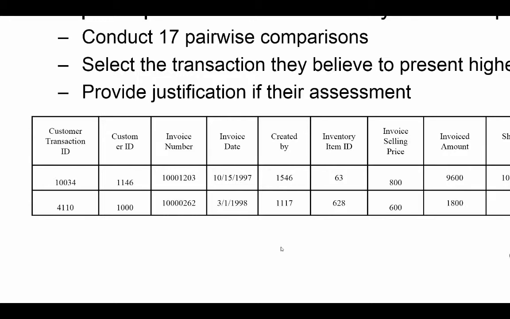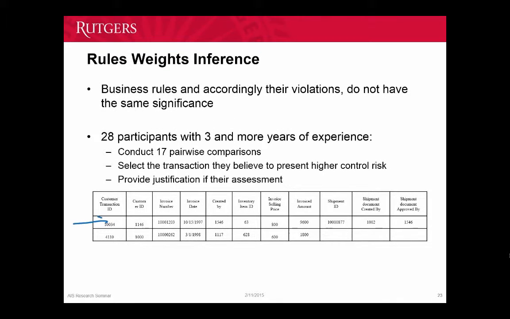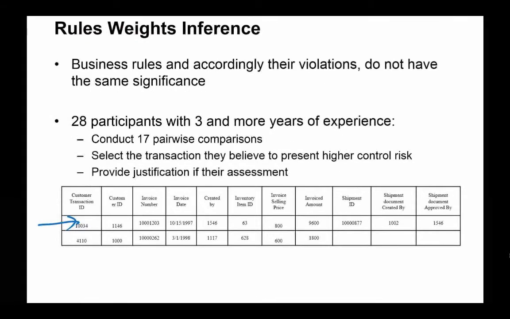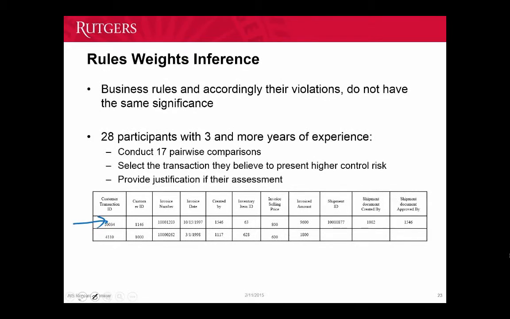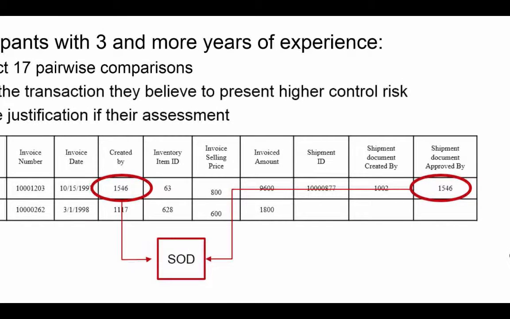So in this case, for example, you look at the first transaction here. This one was created by the same user who actually approved the shipment document. This is a violation of segregation of duty.